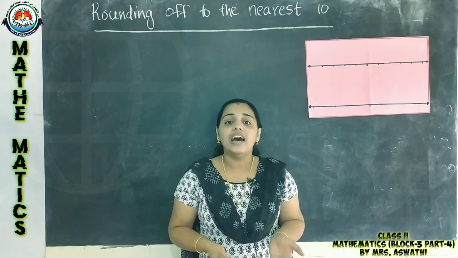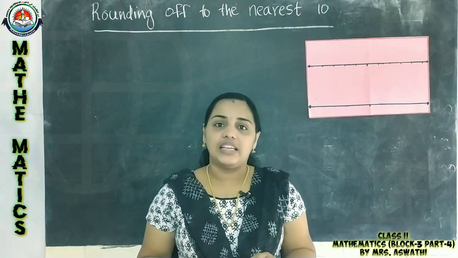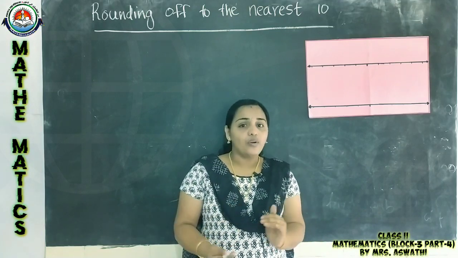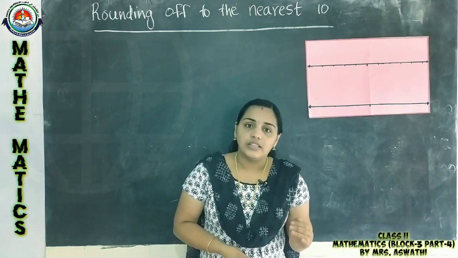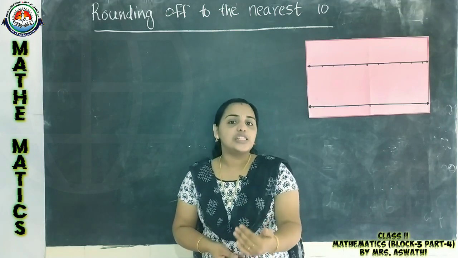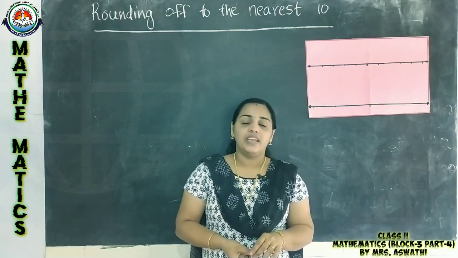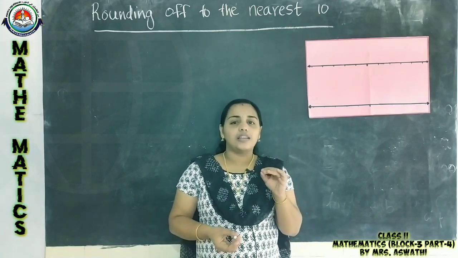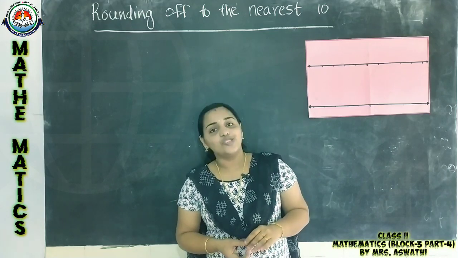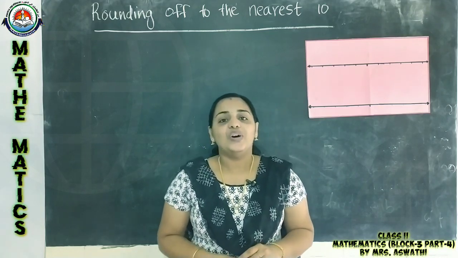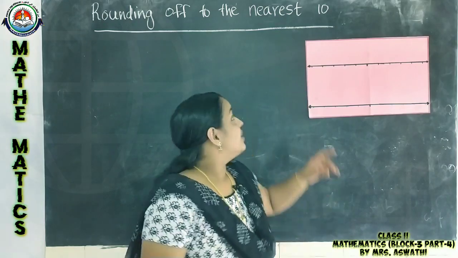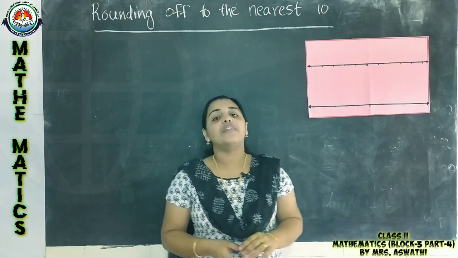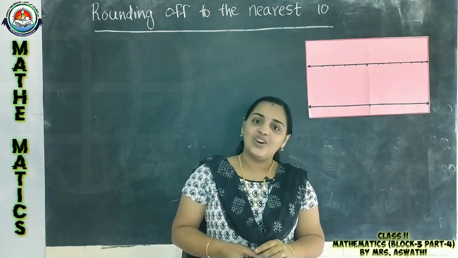Here we don't know the correct number of students in second grade, so we can say around how many students. This number will be closest to the actual number. It can be a little less or a little more than the actual number. So, today we will learn about rounding to the nearest 10 for a given number. Okay, let's start.